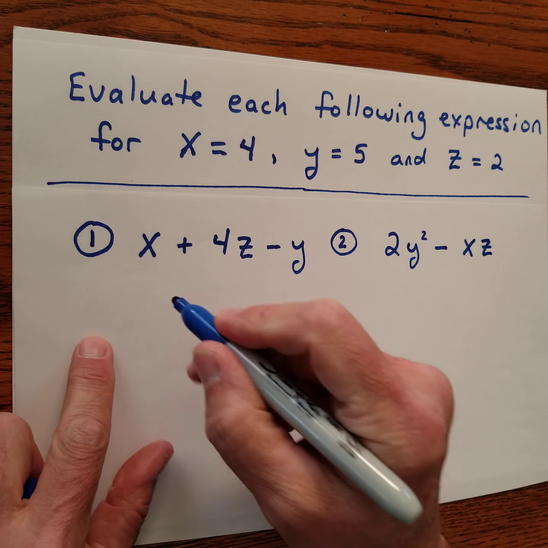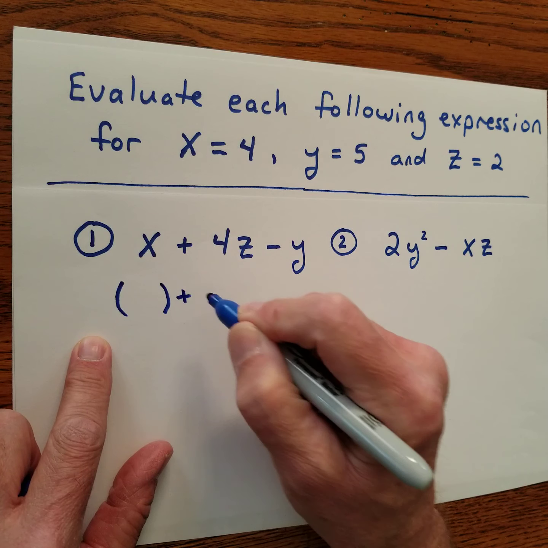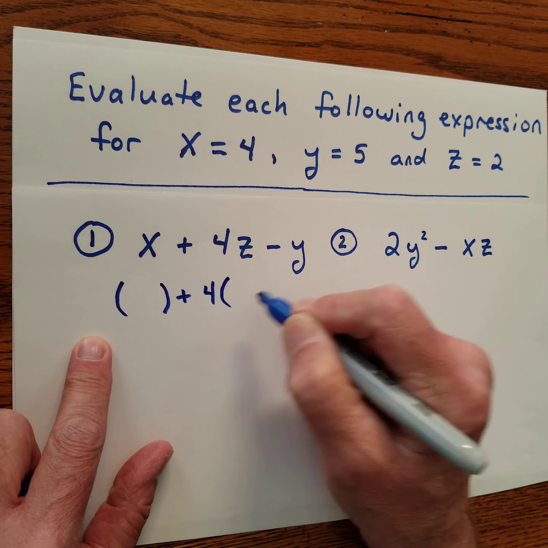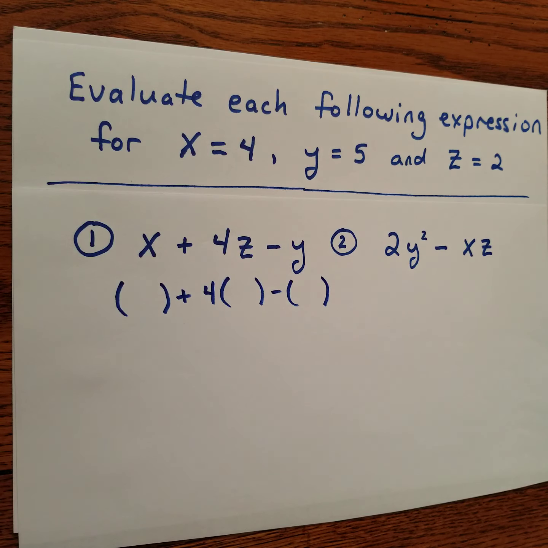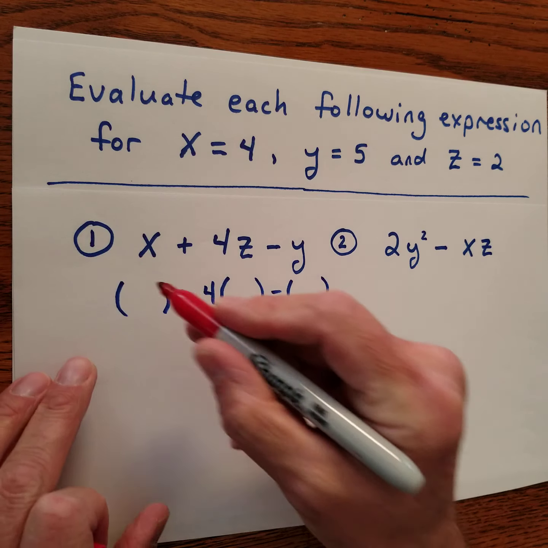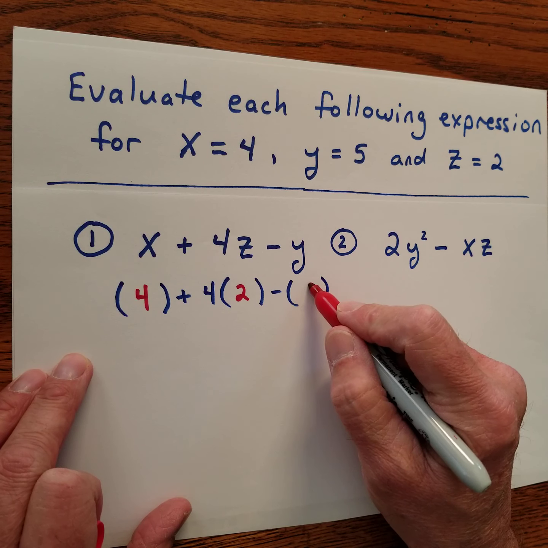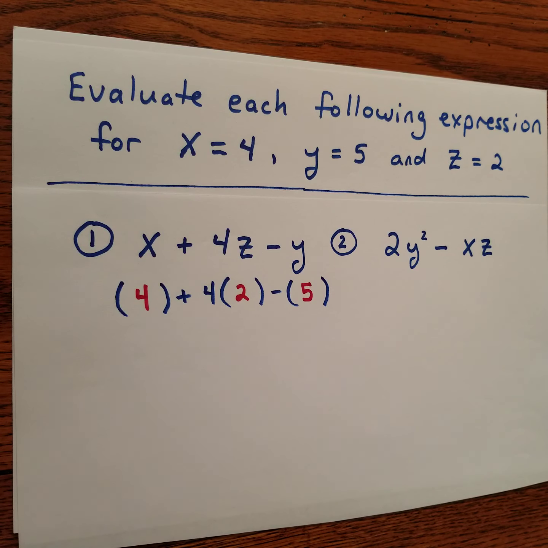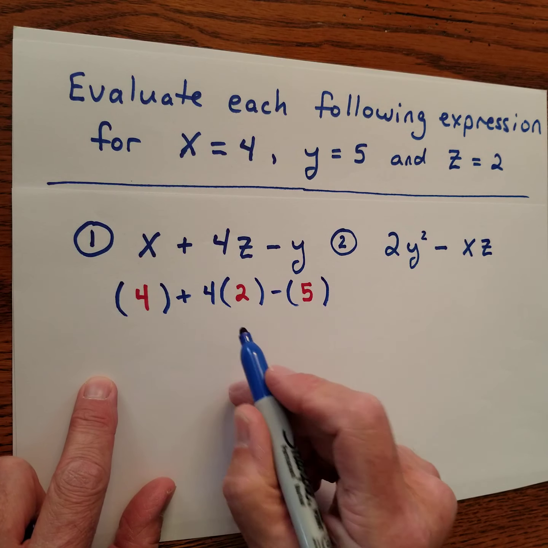For problems like these, the best way to avoid mistakes is to replace every variable with a set of parentheses. Now we fill into the parentheses where x is 4, z is 2, y is 5. Now we evaluate. I have add, multiply, and subtract.